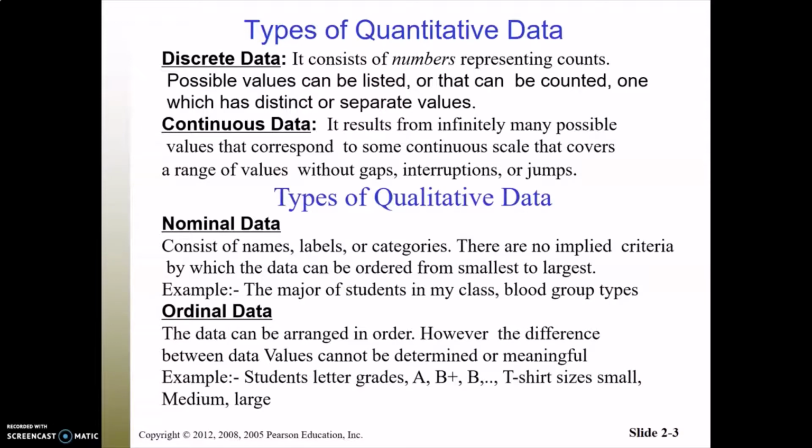For example, the student letter grade: A, B plus, B. We know that A is the best grade, then we have B plus, B, C and so on. Although these are letters and not numbers, we can define a certain arrangement. Another example is t-shirt sizes: small, medium, and large. So you can define a certain order among these. So these are the 2 types of qualitative data.